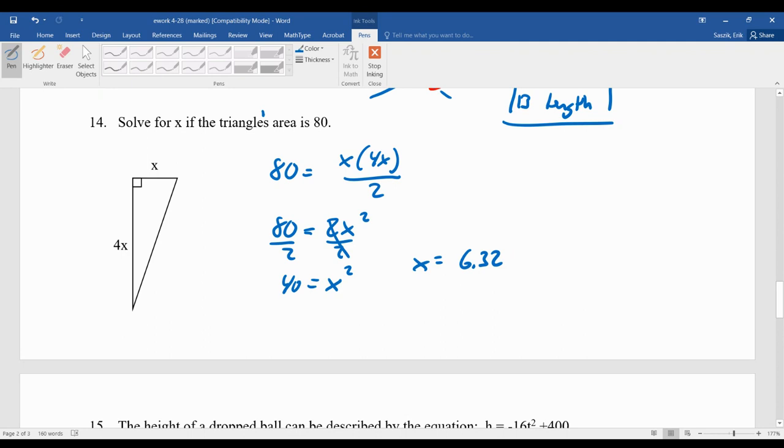Now, normally when we solve using the square root method here, that's what we did. We used the square root method. Notice how we only had an x squared term. Normally we would write plus or minus. But remember, x can't be negative because the side of the triangle can't be negative. So you only give the positive answer here.